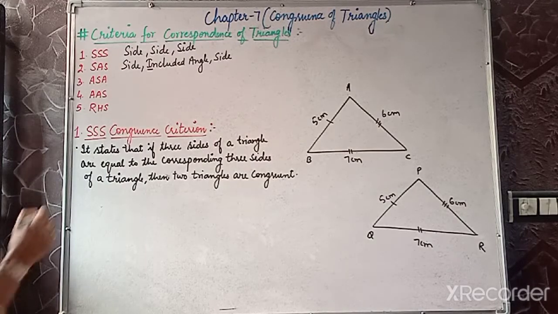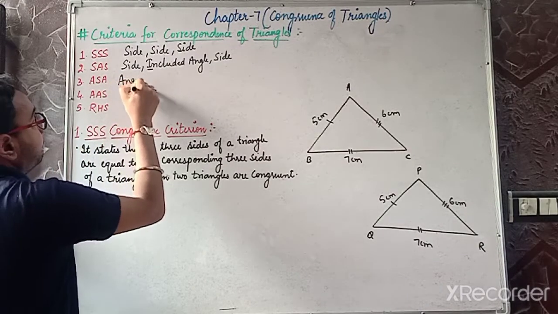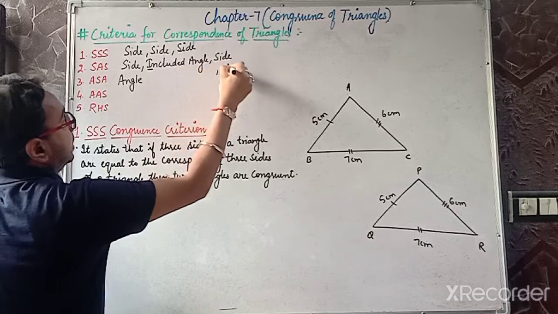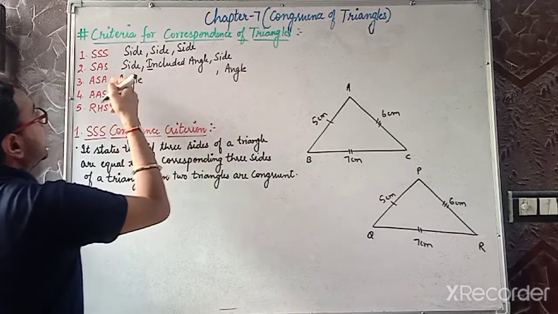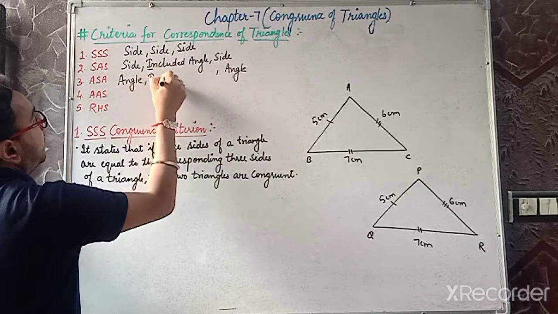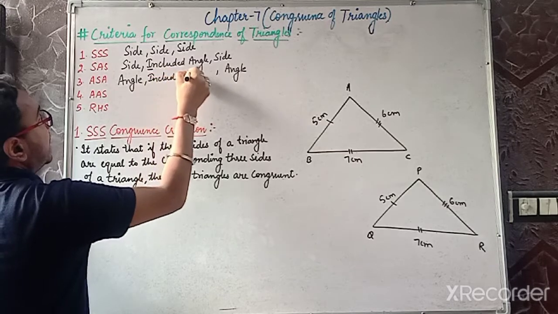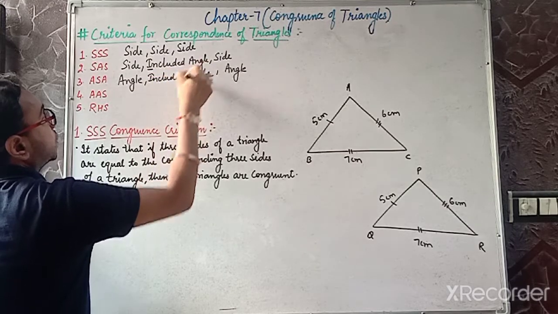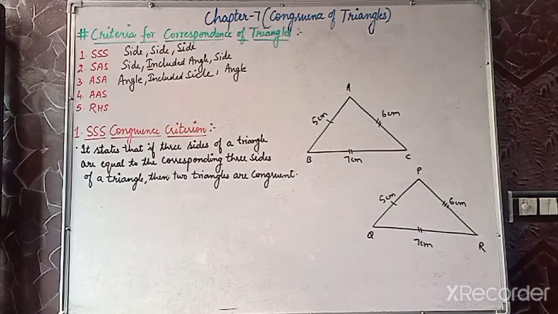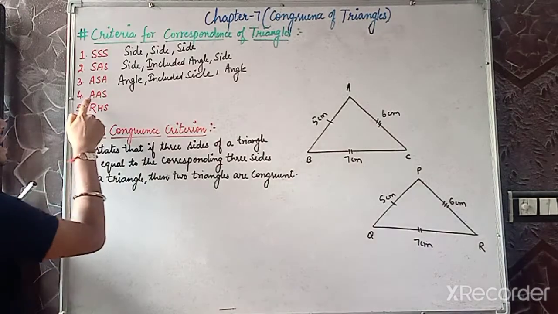Similarly, ASA. Angle, angle. But what is in between? Side. Therefore, we will be talking about included side. Are we clear? So, angle, included side, angle. That is ASA. Next, AAS.